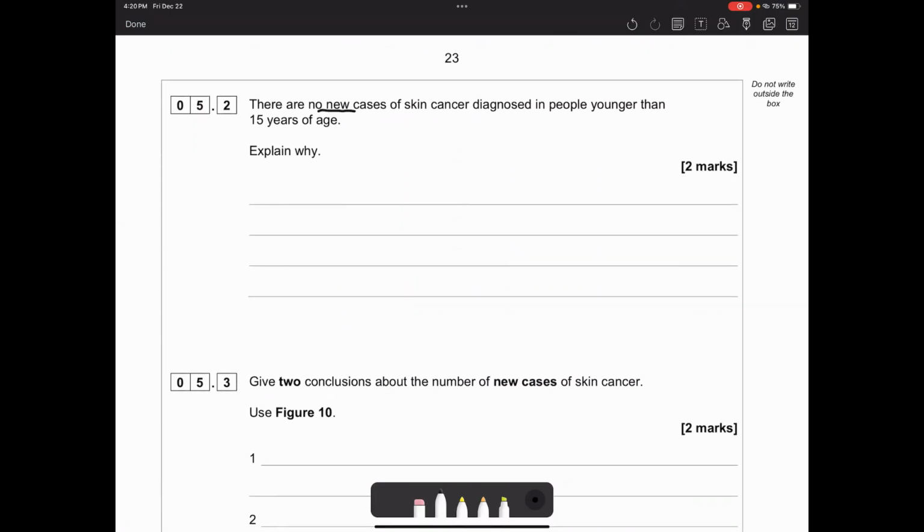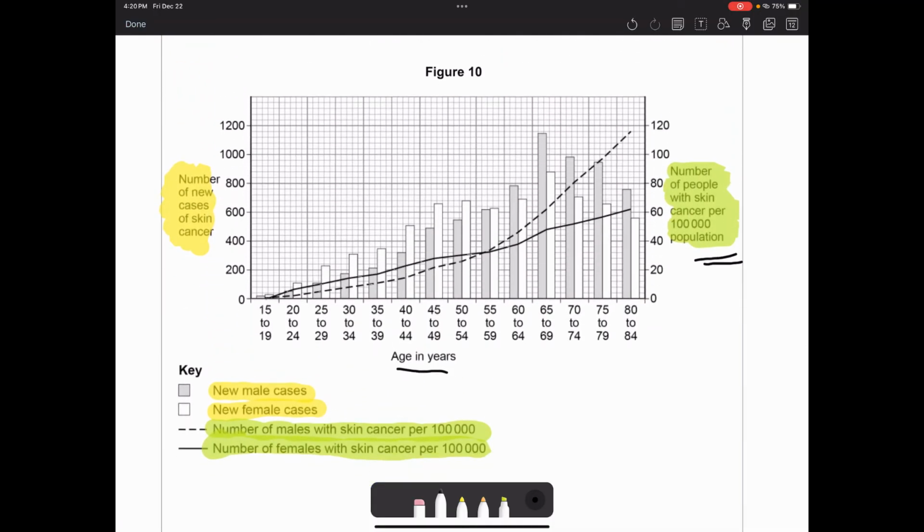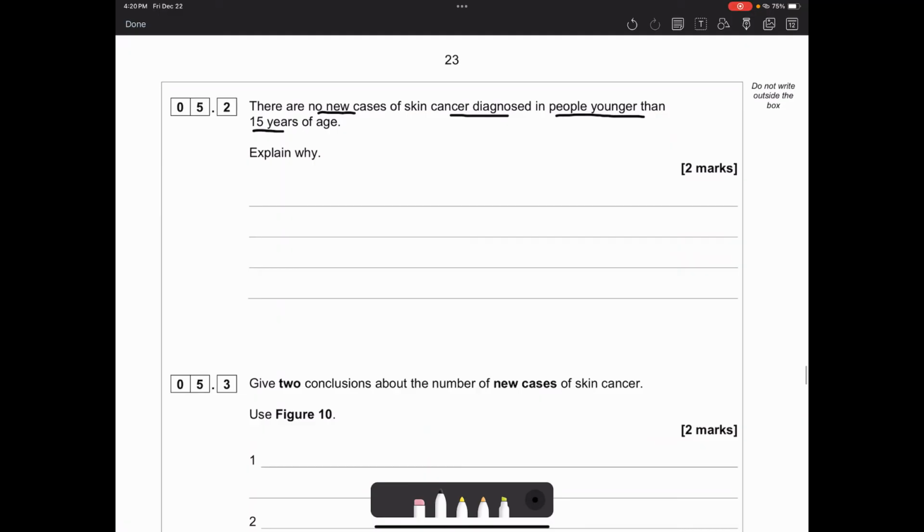It then says there are no new cases of skin cancer diagnosed in people younger than 15 years of age. Explain why. Okay, well, if we go back to this graph then, we can see the number of new cases. So I'm looking at my y-axis. Below 15, there's no bars, there's no cases of skin cancer. So it's saying suggest why very young people tend not to develop skin cancer. Well, think about what skin cancer is caused by. Skin cancer is caused by UV radiation, okay, or ionizing radiation hitting a person.